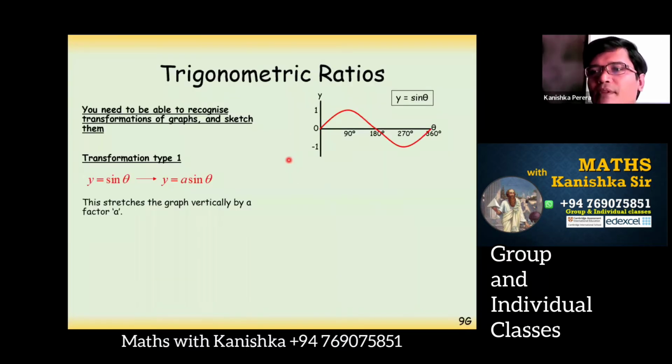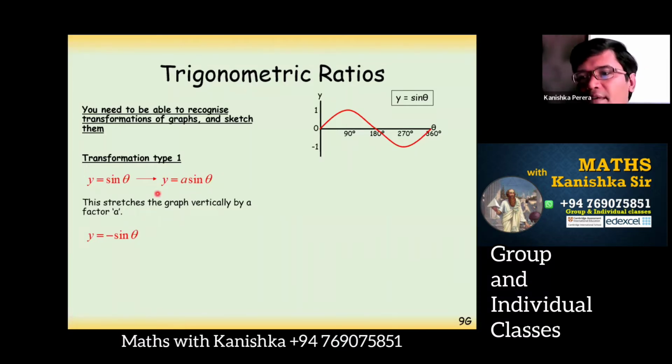So further, that's not the case, as I told you there. But sometimes they are asking us to sketch some graphs by using some other different ways. You can find out here. This is y equals sine theta, and sometimes they're asking us to transform that to y equals a sine theta. So this is the kind of question that we got over there.